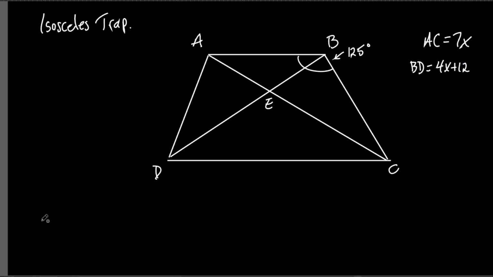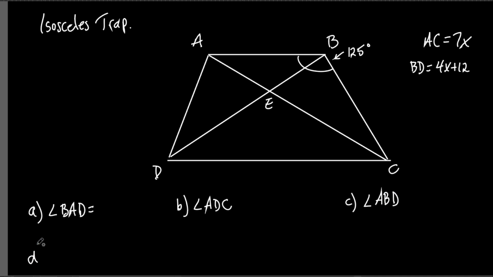And then they ask you a whole bunch of stuff. So part A, they ask you what angle BAD is equal to. Part B, they ask you what angle ADC is. So we'll write that down. Part C, they ask for angle ABD. Let's keep going. C, we can fit that in here, can't we? Angle ACD.